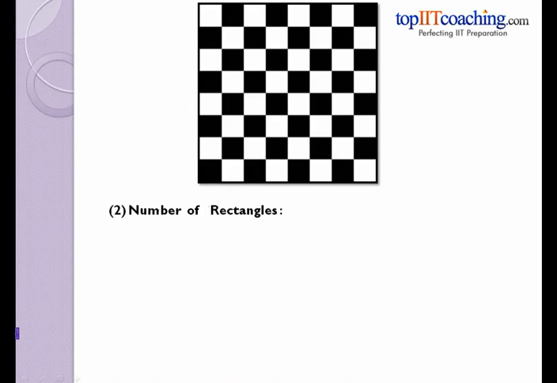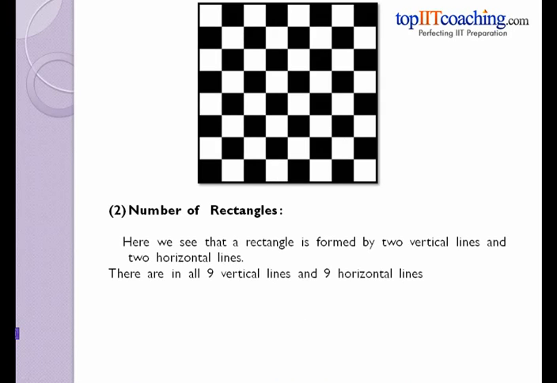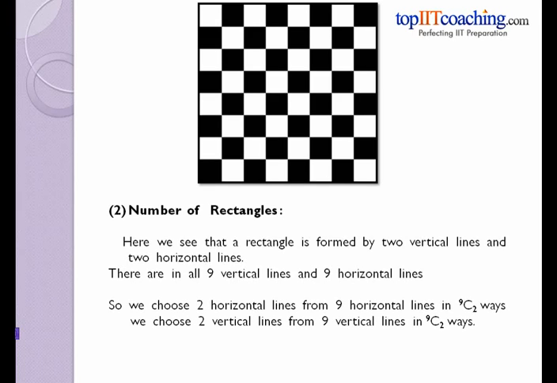Now in the second part we are going to find the number of rectangles. What we see is that any rectangle is formed by 2 vertical lines and 2 horizontal lines. Thus here we have got 9 vertical lines and 9 horizontal lines. We can clearly see that this is one line, this is one line, and so on. So in all there are 9 vertical lines. Similarly we have got 9 horizontal lines.